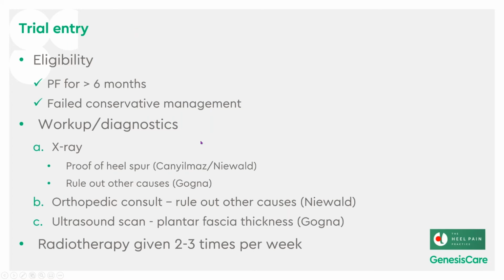So the eligibility for the trials was plantar fasciitis for at least 6 months and failed conservative management. The workup and diagnostics differed a little. They all said they wanted to have an X-ray. Two of them wanted it as proof of a heel spur, and one said that they wanted to rule out other causes. Niewald wanted an orthopedic consult to rule out other causes, and one trial also had an ultrasound scan to look at the plantar fascia thickness. And radiotherapy was given between 2 and 3 times a week.